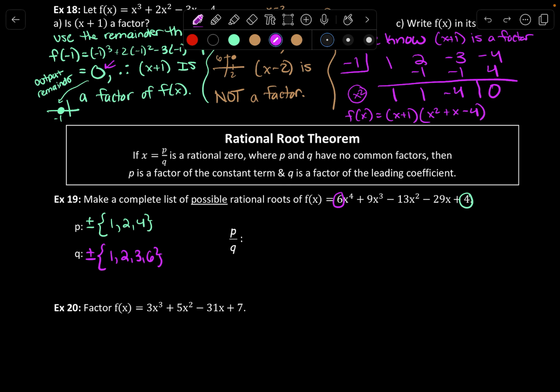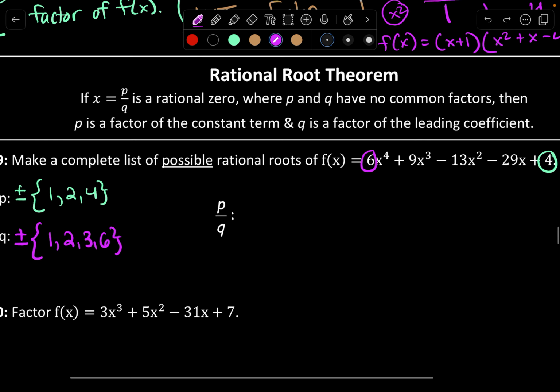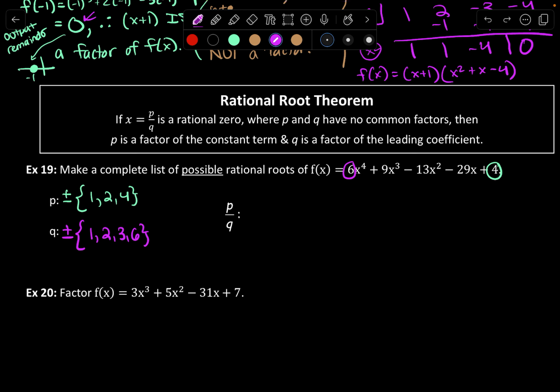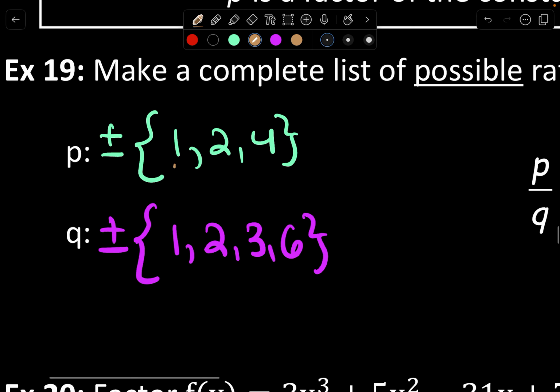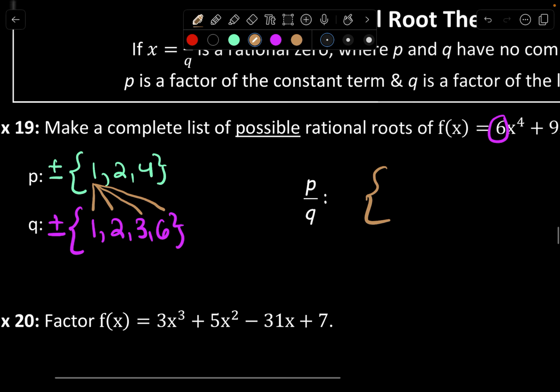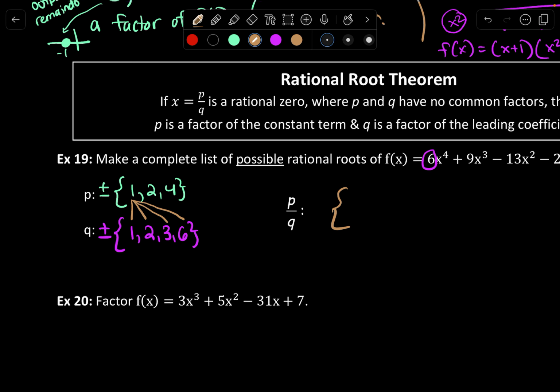You actually have a set that you can choose from to use the remainder theorem and test if they get a remainder of 0, aka an output of 0. So when we do P divided by Q, how I structure it is I do 1 divided by 1, 1 divided by 2, 1 divided by 3, 1 divided by 6. You want all of the possible ratios, okay? So we'll have 1 over 1, 1 over 2, 1 over 3, 1 over 6.